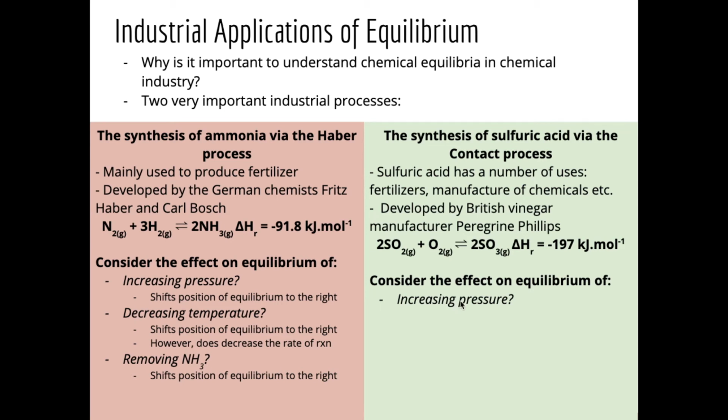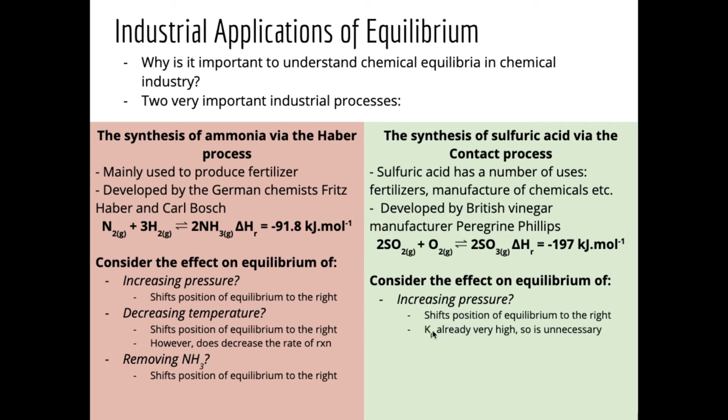Well, the system's going to want to decrease the pressure. It's going to shift to the side with fewer moles. We have 3 gas molecules on the left-hand side, 2 gas molecules on the right-hand side. We're going to create more SO3, which is good. But again, increasing pressure is not a cost-effective thing to do.